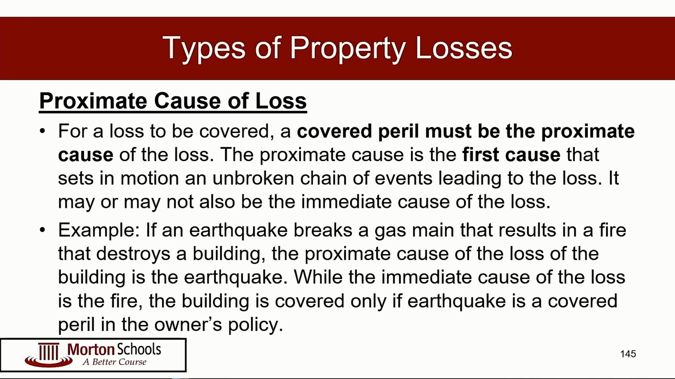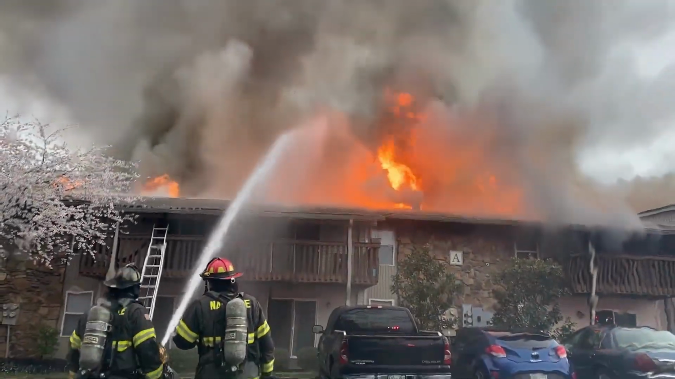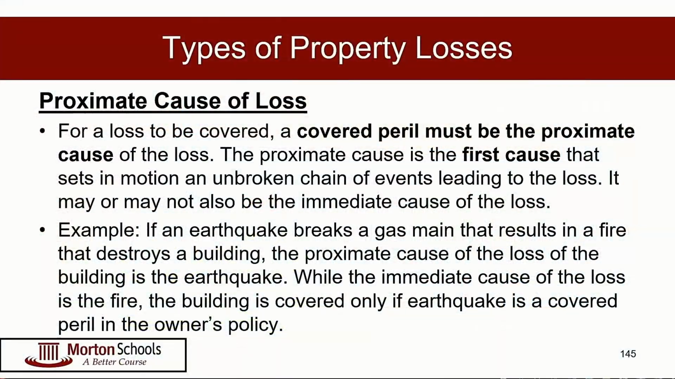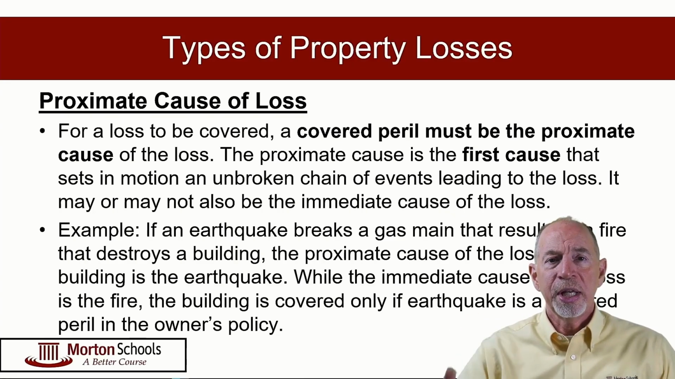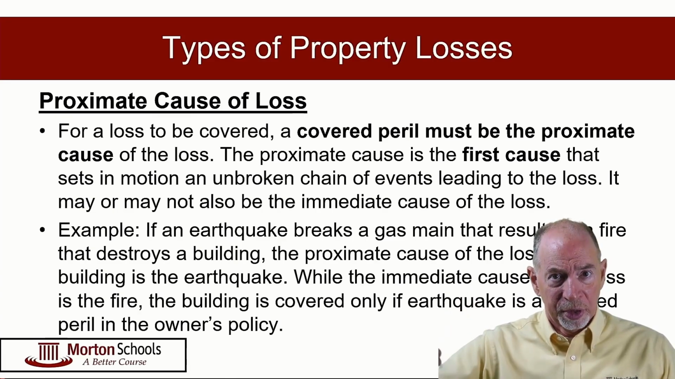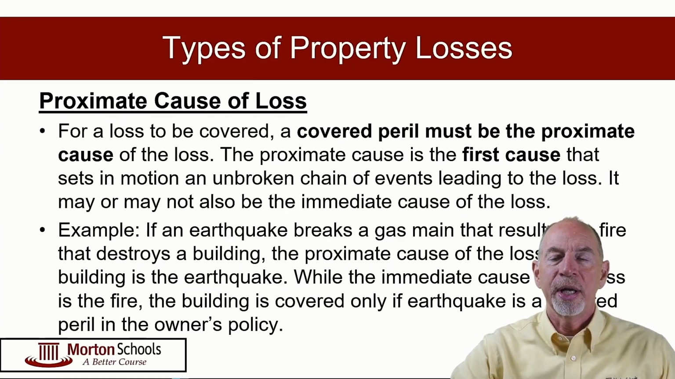Now, what does that mean? Here's an example. It says if an earthquake breaks a gas main that results in a fire that destroys a building, the proximate cause of loss for the building is the earthquake. Now, while the intermediate cause of loss is the fire, the building is covered only if earthquake is covered under that policy. The proximate or the first cause of loss really needs to be the thing that is covered, and if the daisy chain of events after that happen, then those things are then subsequently going to be covered. Now, there's an exception to that called an ensuing loss, which we'll get into in another video.